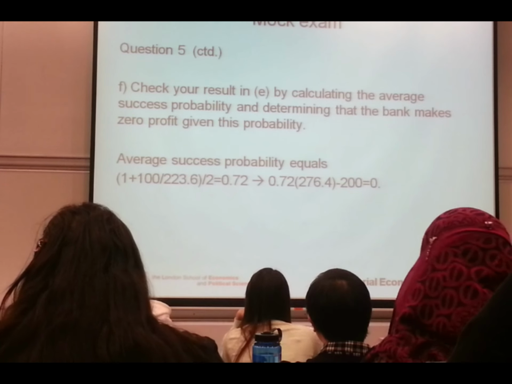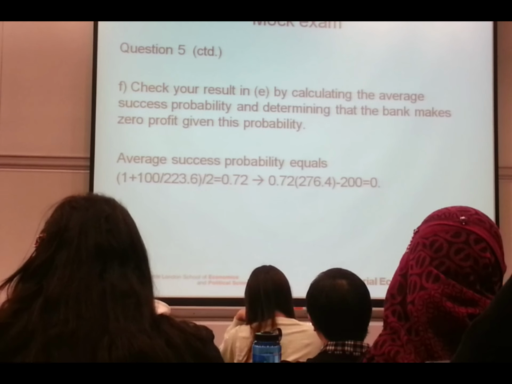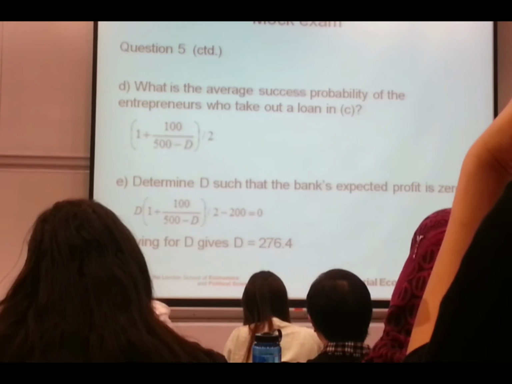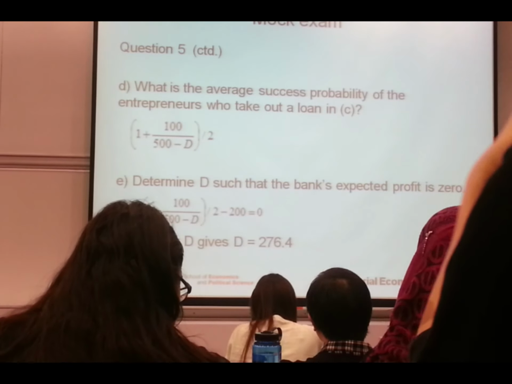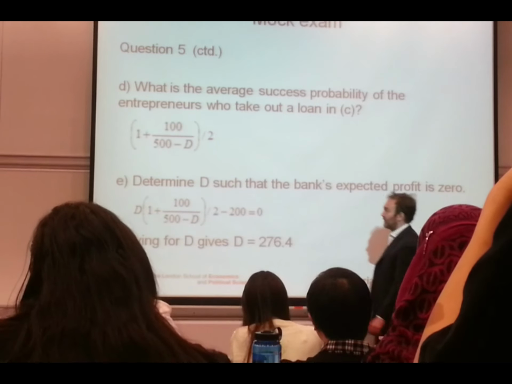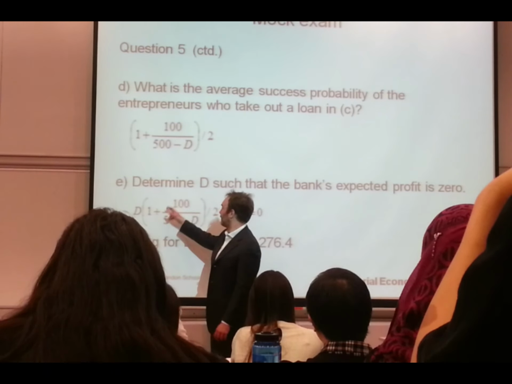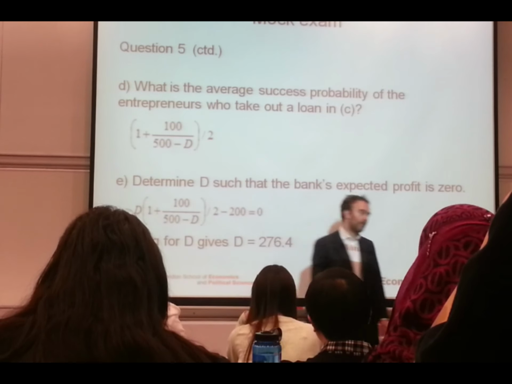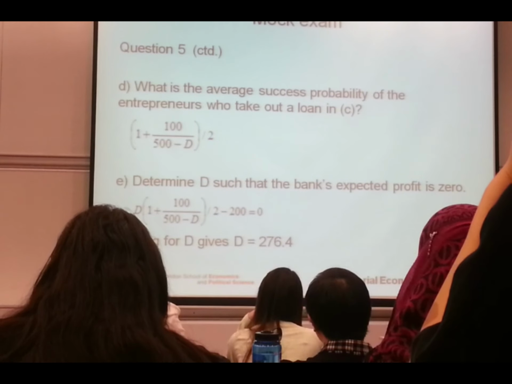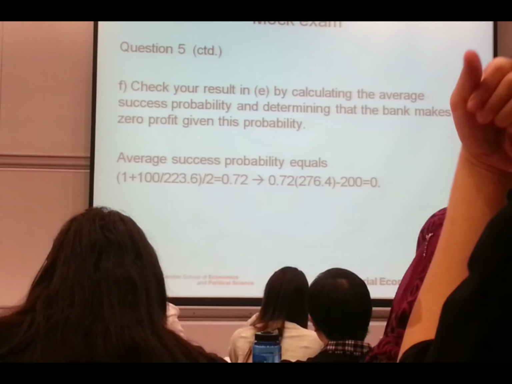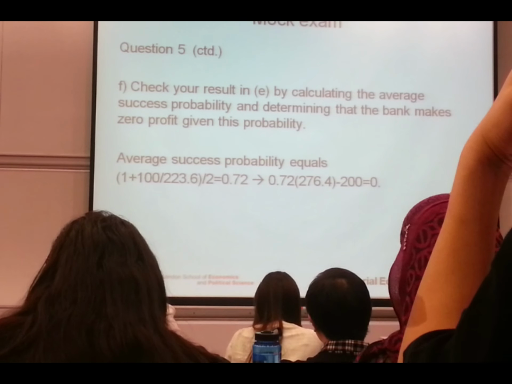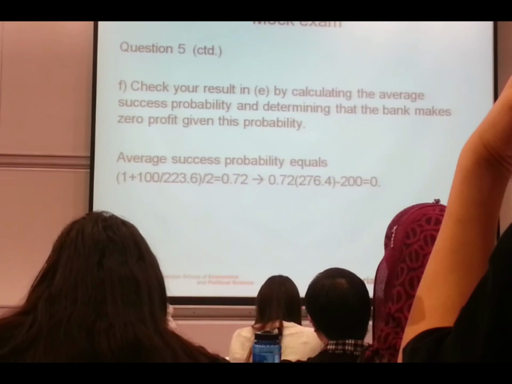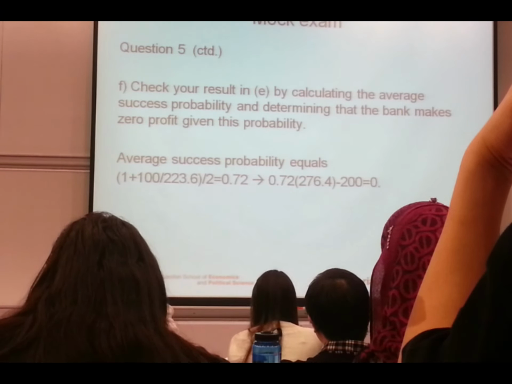By calculating average success probability and determining the mixture property given the probability. Well, we know what D is. Right? D is 276.4. We know that the average success probability is 1 plus 100 by 500 minus 276.4, divided by 2. So if we solve for that, we get 1 plus 100 by 223.6 divided by 2. So we get a success probability of about 72%.